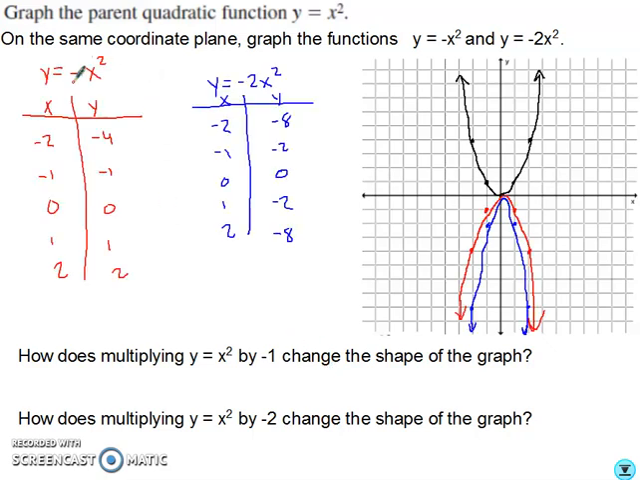So in my first graph, the only difference is that I multiplied x squared by -1. When I look at the relationship between the black graph and the red graph, I see that the red graph just flipped over. What we call that is a vertical reflection. We just folded it over vertically from the top to the bottom. The second graph was not only a vertical reflection, but also we stretched it so that it became more narrow. So this will be a vertical reflection and a vertical stretch.